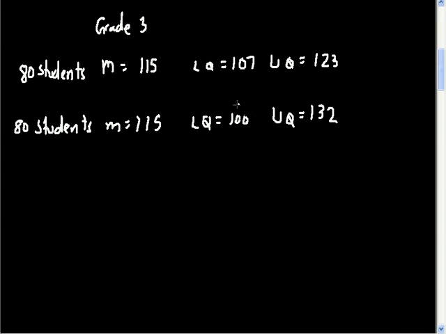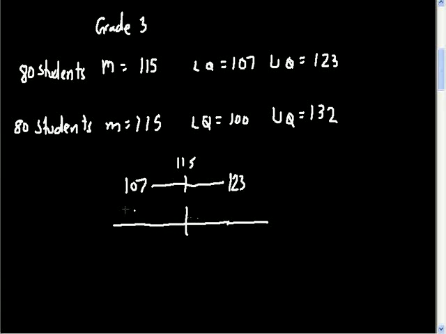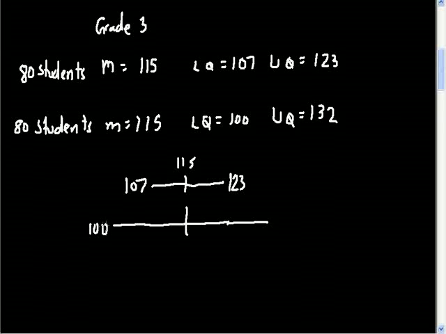So 50% of the students, the middle 50%, have a height which varies from 100 to 132. For the other group, the middle 50% is 107 to 123, and the median is here at 115. The median is 115 for this group as well, but the middle 50% for that group has a larger variation. This is what the interquartile range helps us to determine.